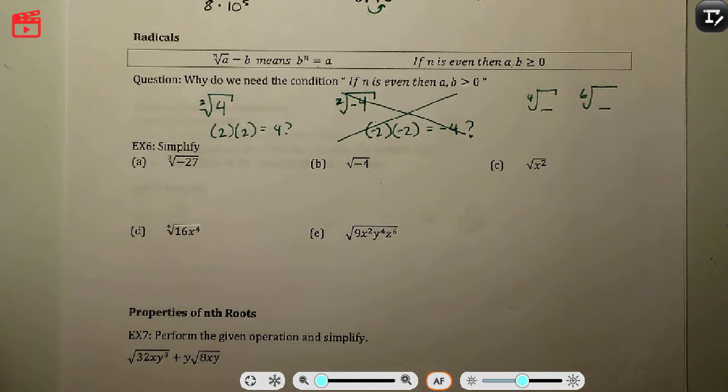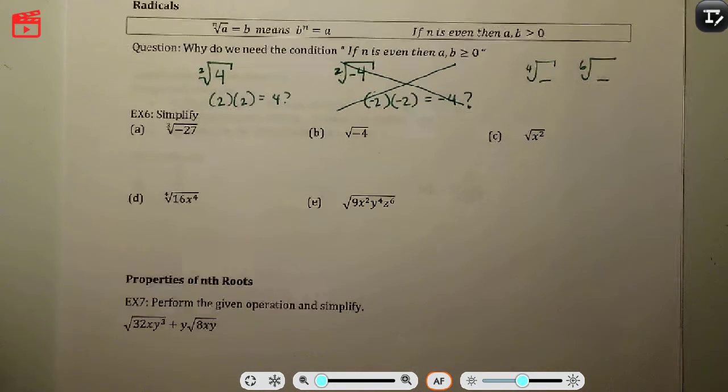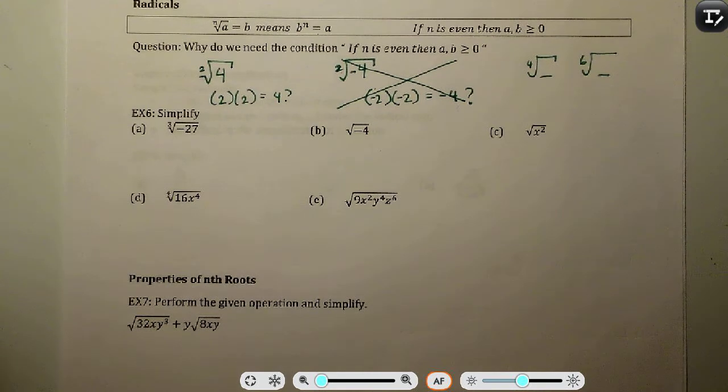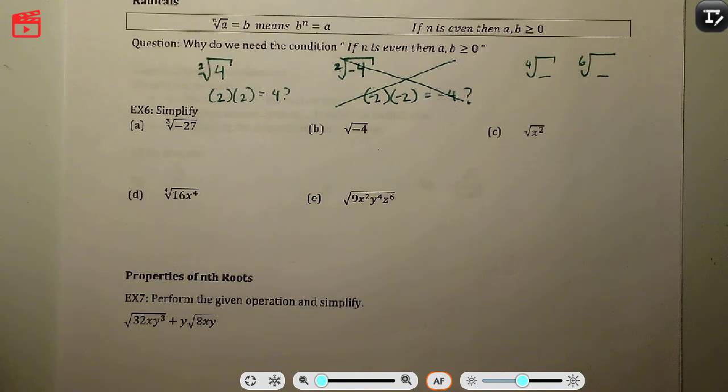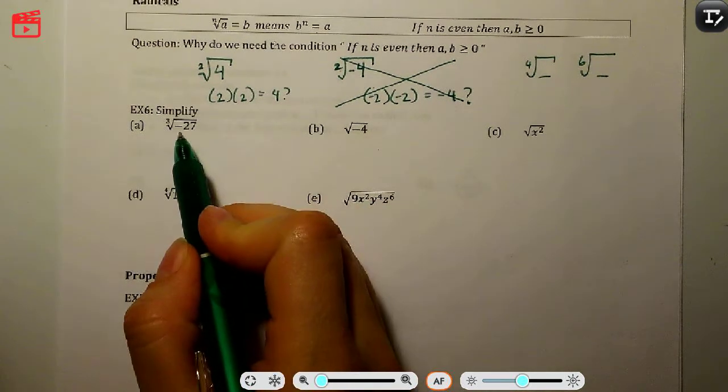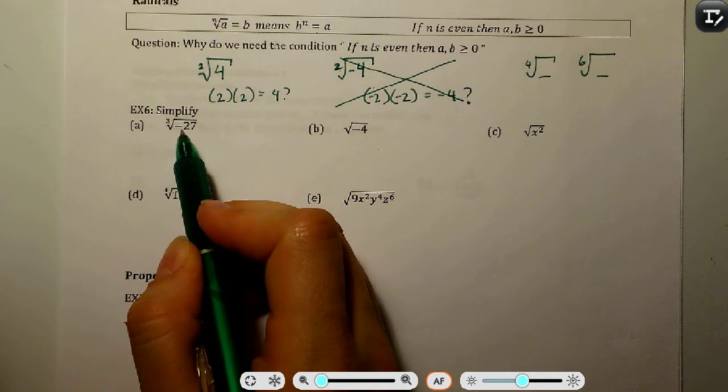All right. Okay, so example number 6. We're going to go ahead and simplify some radicals here. So now this is interesting. Notice I have a negative under the radical. Is this a problem? Well, let's see.